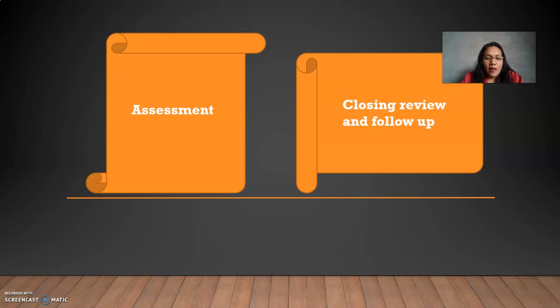Assessment. The assessment process will be done through both activities, group and solo work. Both the students will use the learned grammar to express real and unreal situations. Closing review and follow-up: the teacher invites the students to think about possible and hypothetical situations that they can express through conditional sentences.